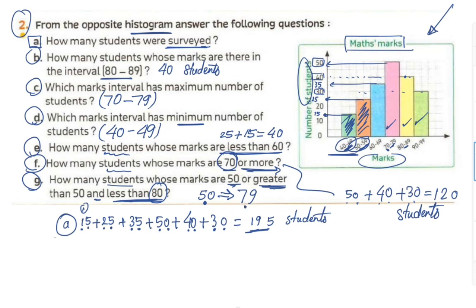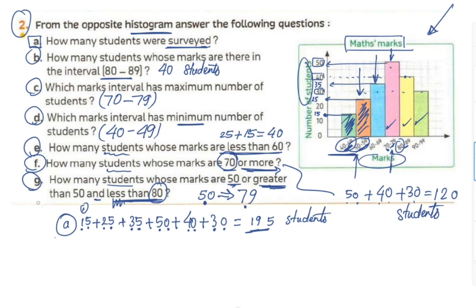Look here. We have this 50 here. That's 50. And 79 where? 79 here. So I will take these intervals 50-59, 60-69, 70-79, and stop. Why? With 80, he said less than 80. So I will take these 3 intervals.